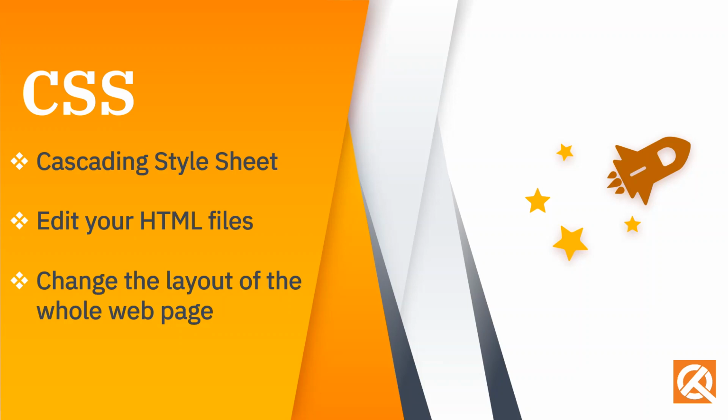Everything that is related to the design part of your website or web page is done through CSS. So CSS is going to help us design a website. It is going to help us make it look good, add colors to the website, and position things on the website. It will help us do everything that is related to the design part of your website.